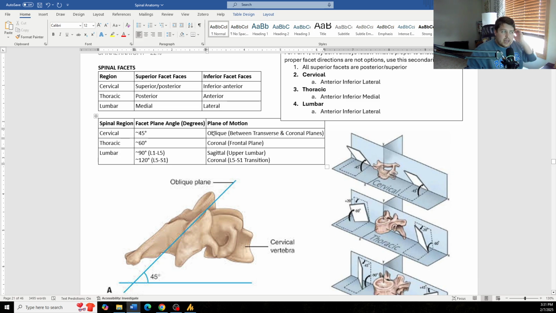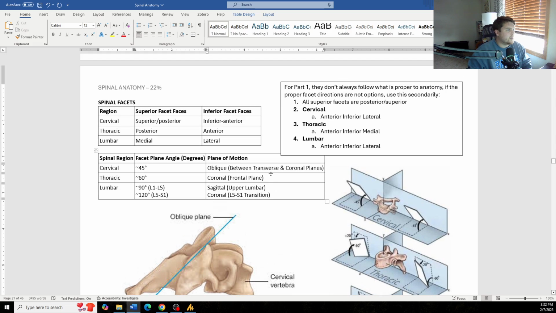So cervical is typically in the oblique plane, somewhere between the transverse and the coronal planes. The coronal we usually consider is more in the frontal plane. And then the lumbar is in the sagittal plane primarily.